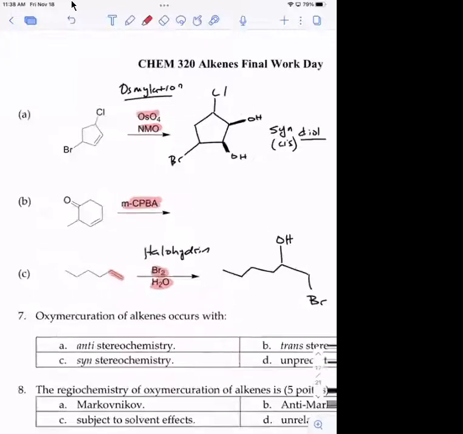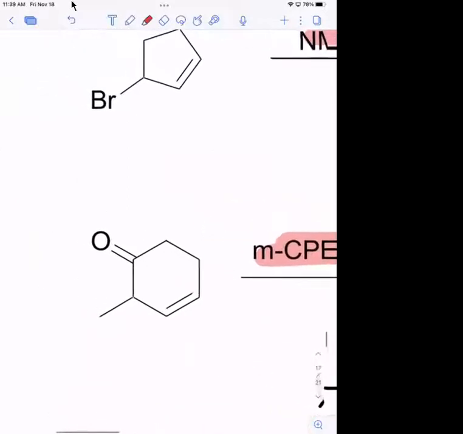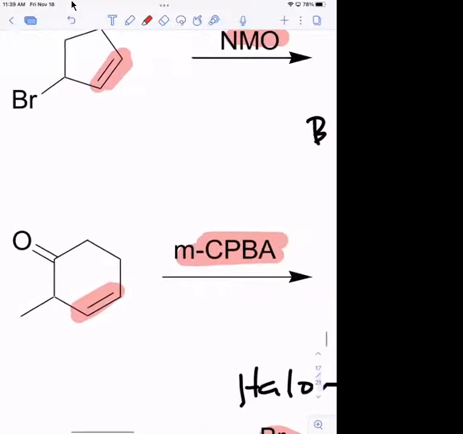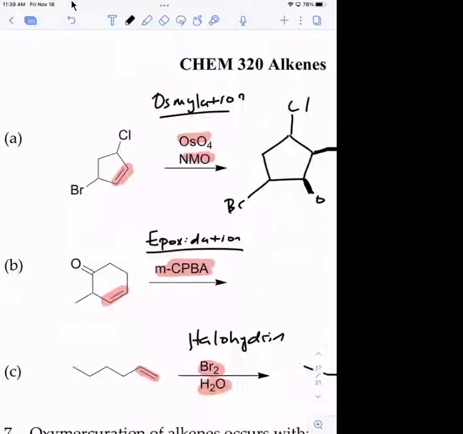Here, what is MCPBA and what does it do to alkenes? Notice all I'm looking at is the double bond here. I don't care about anything else that's attached. All I'm looking at is what's going to happen to the double bond. MCPBA is one of our reagents to do what? It's epoxidation. What is an epoxide? What is that going to look like?